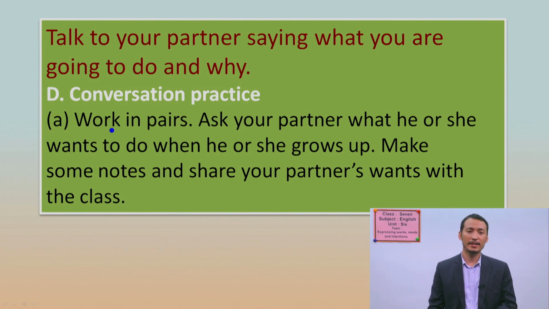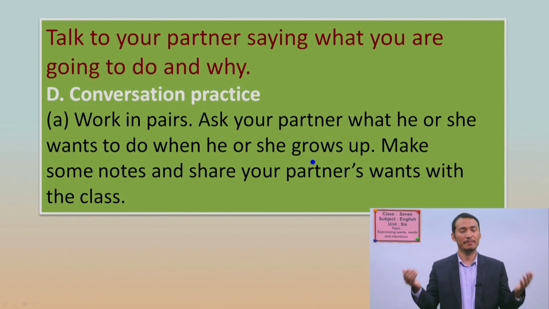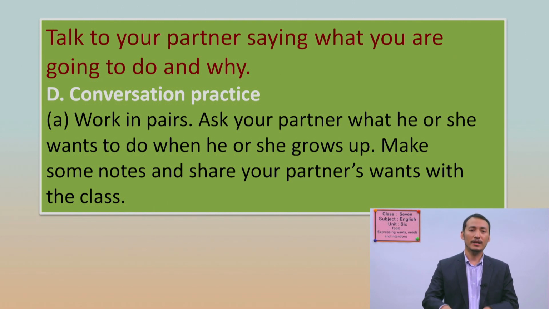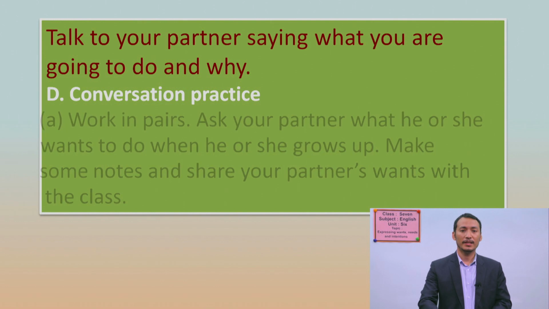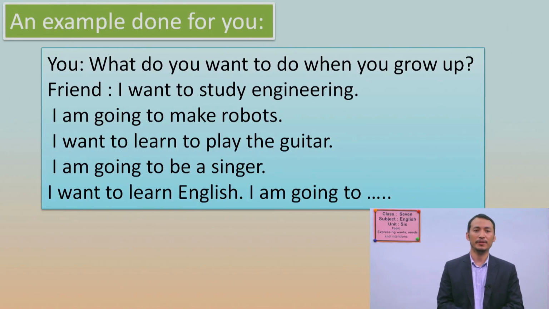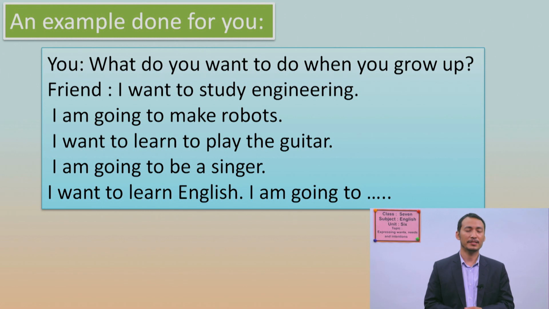Okay, now let's have a situation. Look at the situation here. First one, or A, let's read this. Work in pairs. Ask your partner what he or she wants to do when he or she grows up. Make some notes and share your partner's wants with the class. Okay, this is the situation. You have to ask what she wants to do when she or he grows up. Okay, when somebody becomes big enough, what are the plans or wishes? Now, let me show you an example for you. Okay, this is how you can express it.